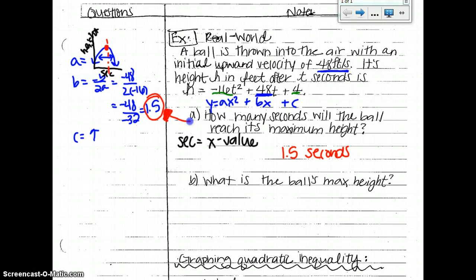Okay, what is the ball's maximum height? So we're looking to see when the ball reaches this point right up here. After 1.5 seconds, how high will that ball be? We just plug the 1 and 5 tenths into our formula. So we want to know the height, negative 16 times 1 and 5 tenths squared, plus 48 times 1 and 5 tenths, plus 4. Go ahead and solve this down. When you are done, you can check your answer up on the screen with mine.